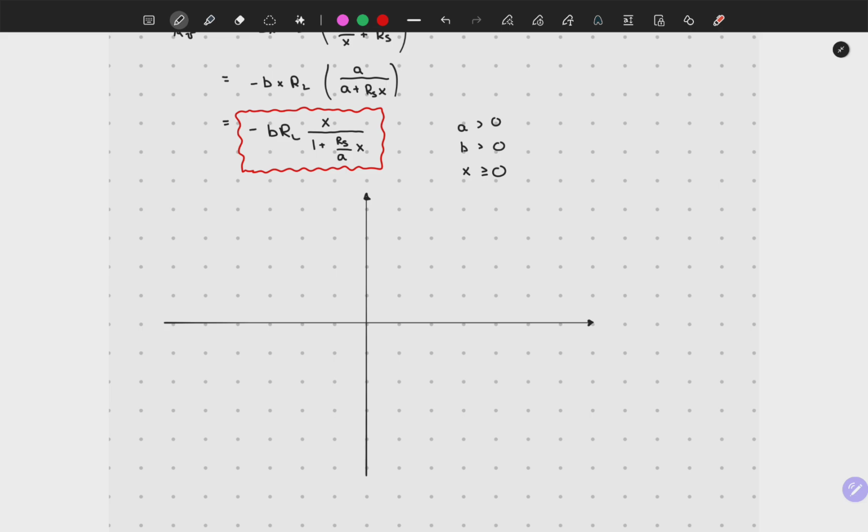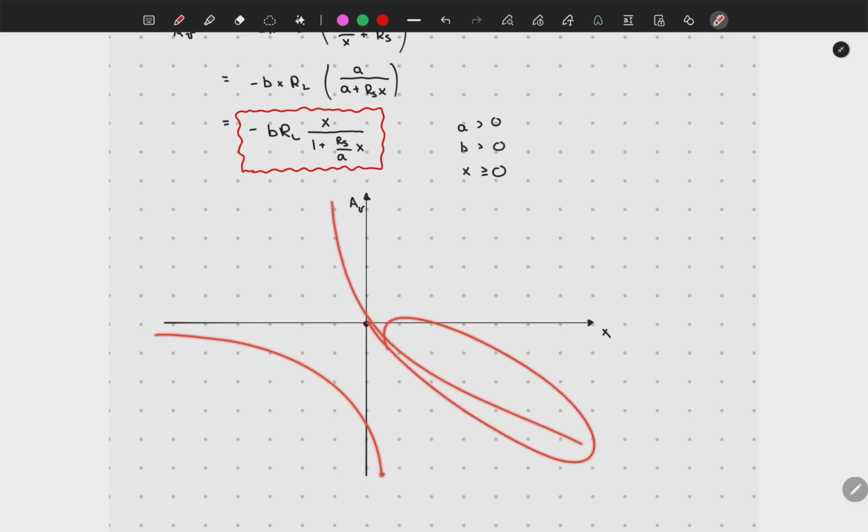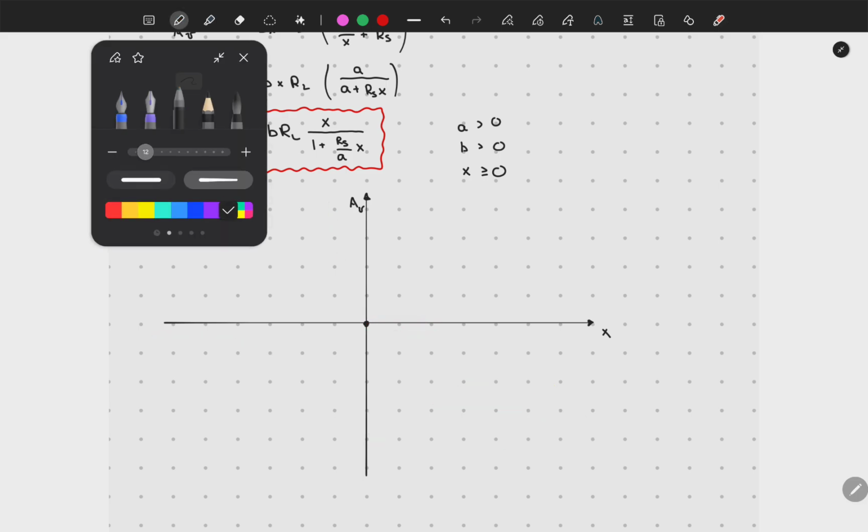Now here, if we have X equals to 0, right? So here we have AV, here we have X. If X is 0, you could see that we just have 0, right? So 0 on the numerator. And then as X grows, we have a function here that looks something like this. If you just plot it on Desmos, it's going to look something like this. Okay, so if we consider X greater than or equal to 0, we will only focus on this part here. So let's do that.